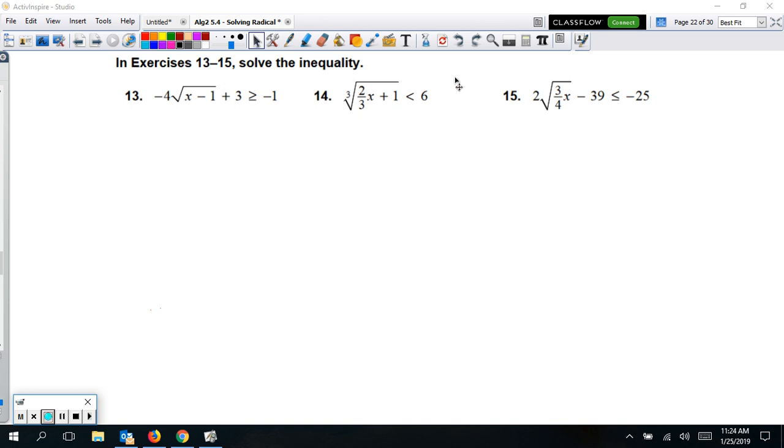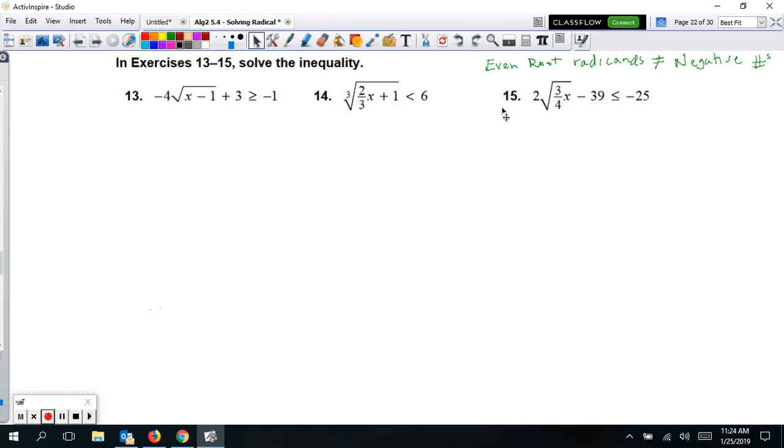We need to remember this about the radicals, that when it's an even root radicand, the radicand again is what's underneath the radical here. When it's an even root radicand, it cannot equal negative numbers. So even root radicands cannot equal negative numbers. So you want to write that down on your paper, just right next to this one, right above 13, 14, and 15. Even root radicands cannot equal negative numbers.